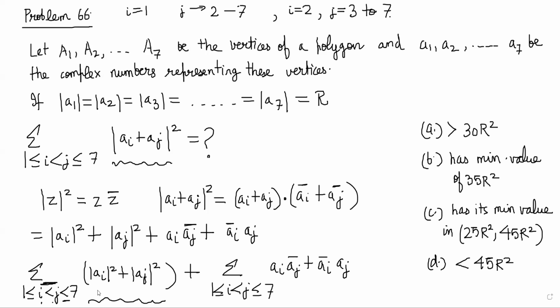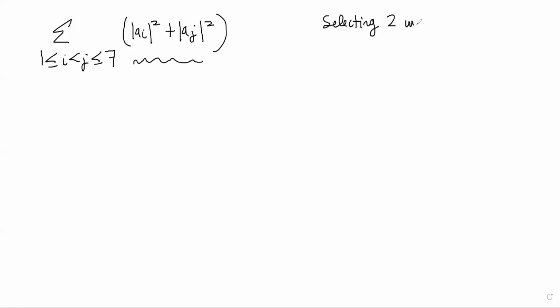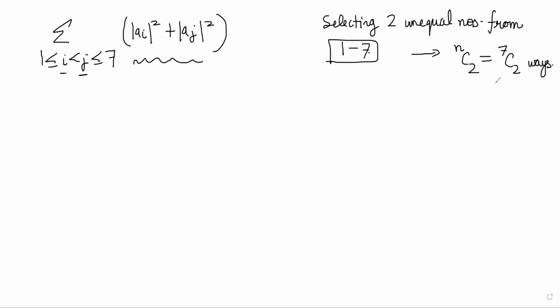So how many terms are there in this first summation, with mod of ai square plus mod of aj square? It is like selecting two unequal numbers from the set 1 to 7. Why unequal numbers? Because i is less than j. If you select two unequal numbers from this set, that can be done in nC2, or in this case 7C2 ways, and that will come out to be 7 factorial by 5 factorial 2 factorial. So it will be 7 into 6 by 2, so 21 ways or 21 terms.